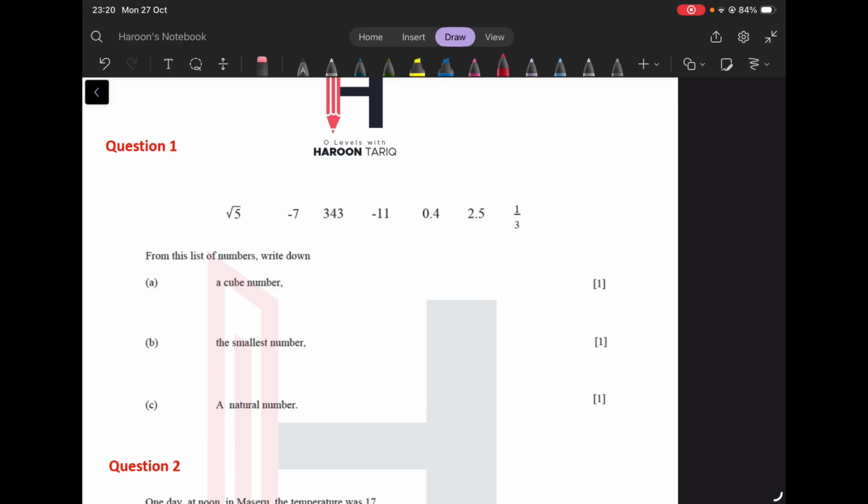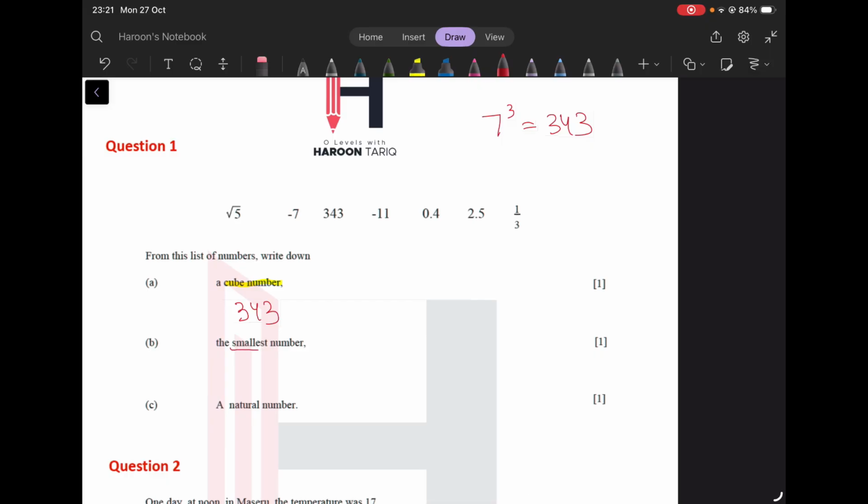So from the list of numbers, write down a cube number. A cube number would be like 1 cubed is 1, 2 cubed is 8, 3 cubed is 27, something along those lines. So if you find 7 cubed, that would actually be equal to 343. So this is actually a cube number. None of the others is a cube number. 343. Cube number, of course, would always be a whole number. So we are just looking for positive whole numbers basically. And we only have this one.